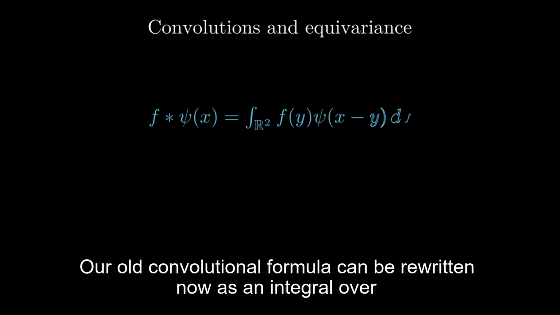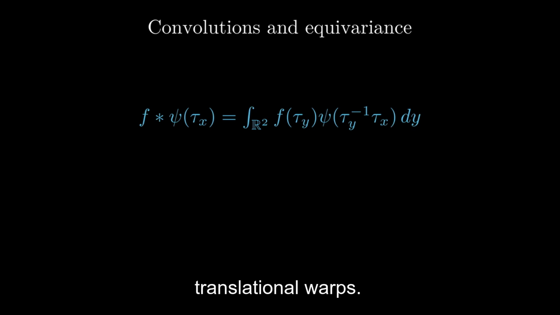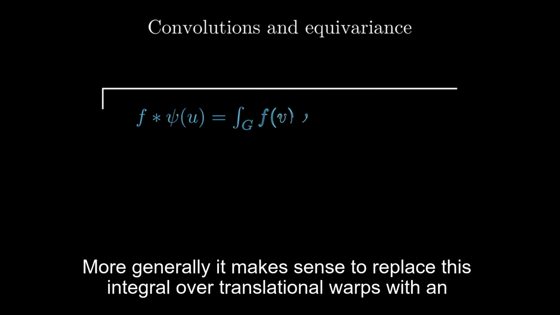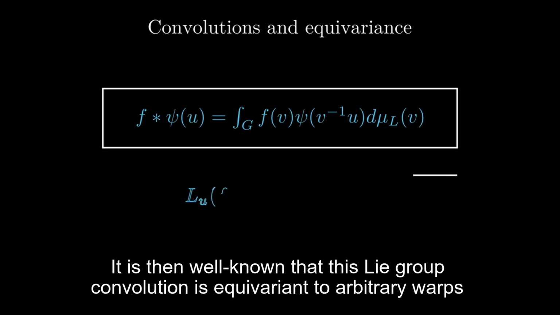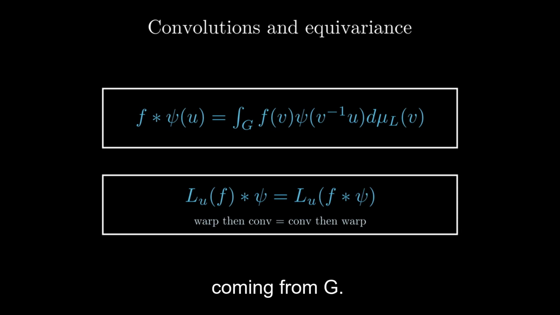Our old convolutional formula can be rewritten as an integral over translational warps. More generally, it makes sense to replace this integral over translational warps with an integral over a general Lie group G, for instance the group of all homographic warps. It is then well known that this Lie group convolution is equivariant to arbitrary warps coming from G.